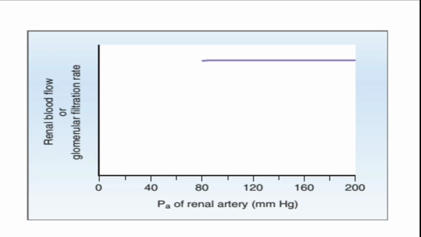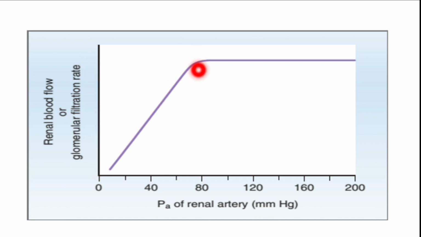So the same thing is depicted here in form of a graph. As you can see in this graph, on the x-axis we have arterial blood pressure and on the y-axis we have GFR. When the blood pressure changes from 80 to 200 millimeter of mercury, the GFR remains constant. As you can see here, blood pressure is changing but GFR is constant. But when the blood pressure falls below 80 millimeter of mercury, as you can see here, the GFR decreases.